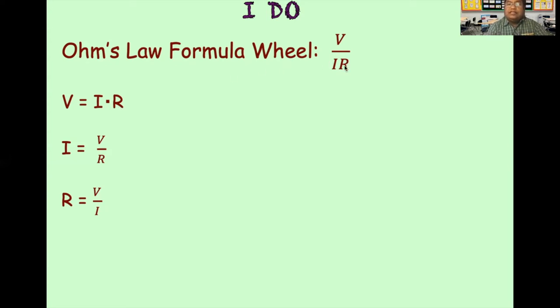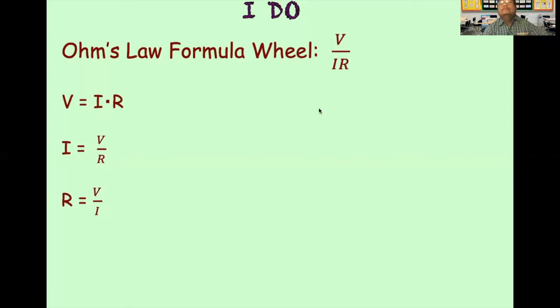If the resistance is unknown, just divide voltage over the current. So R equals voltage divided by the current. And our lesson for today is about the current flow. So if it is missing, all you have to do is divide the voltage by the resistance. So I or current is equal to the voltage divided by resistance.